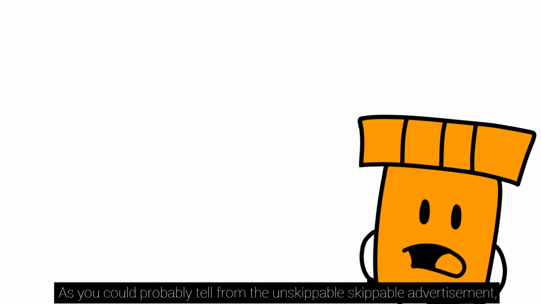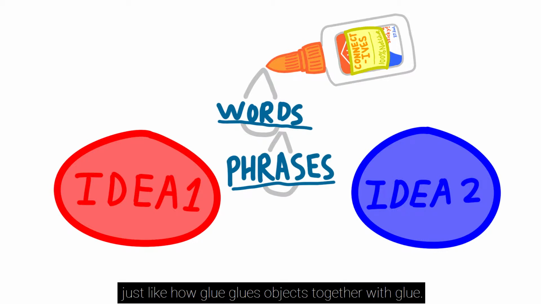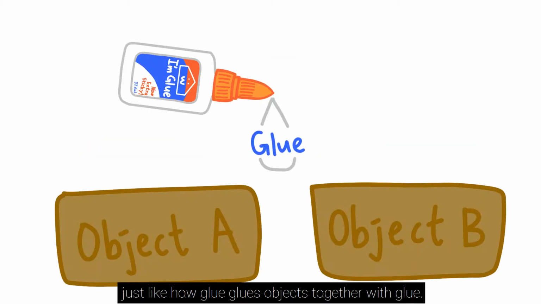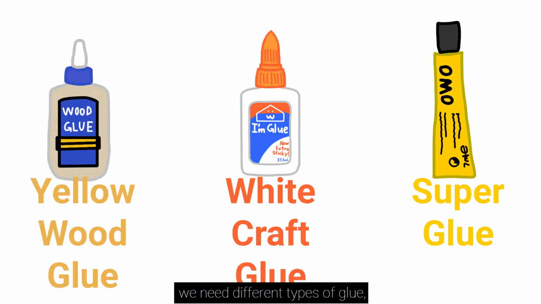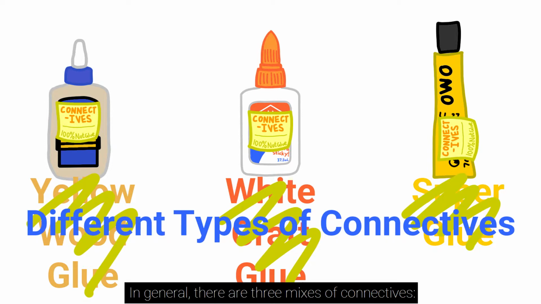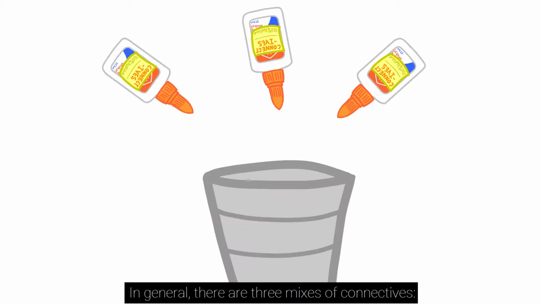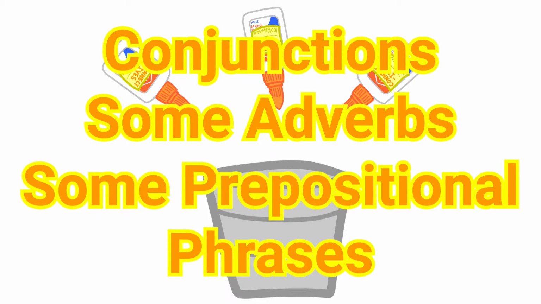As you could probably tell from the skippable advertisement, Connectives connect ideas with words and phrases, just like how glue glues objects together with glue. Obviously. But of course, for different purposes, we need different types of glue. In our case, different types of Connectives. In general, there are 3 mixes of Connectives: conjunctions, some adverbs, and some prepositional phrases.